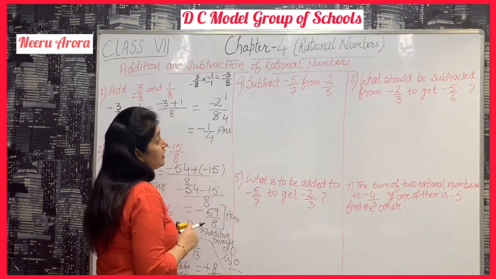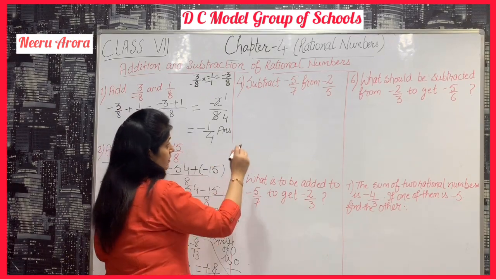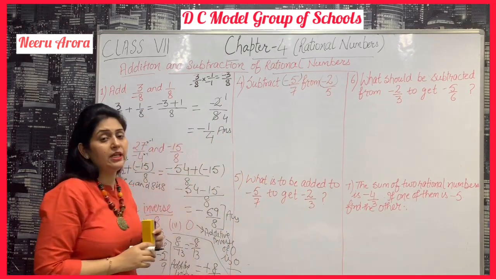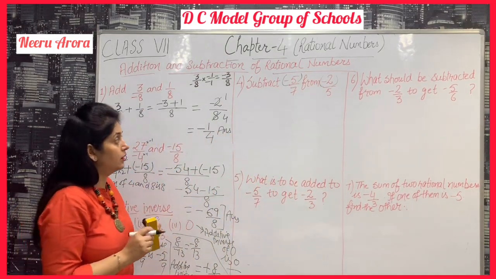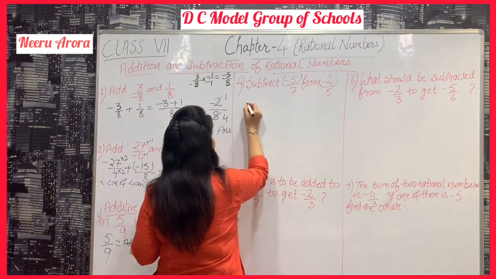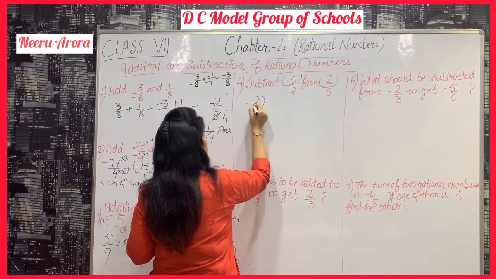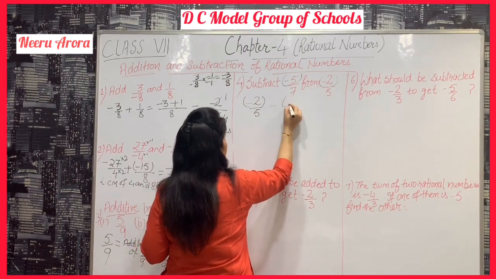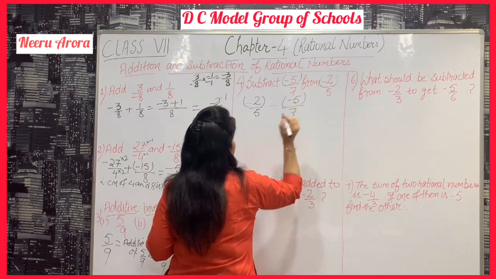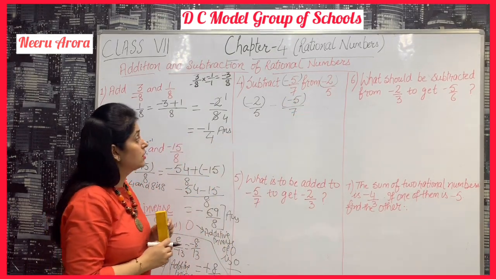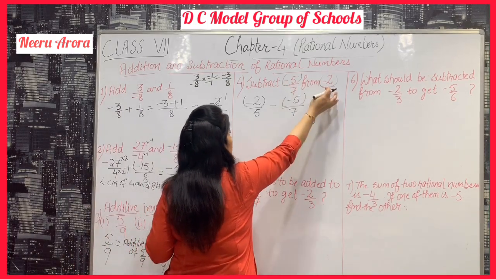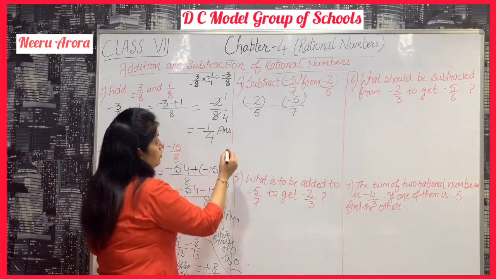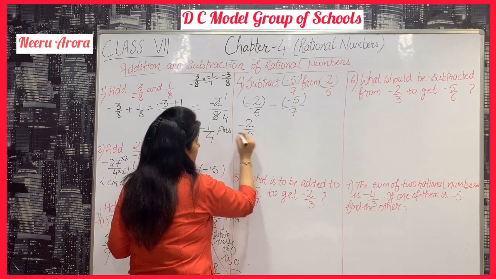Subtract minus 5 by 7 from minus 2 by 5. So here, again, I'm just keeping it in brackets. Any number with a negative sign, keep it in brackets. So subtract this from this. The from term always comes first. Subtract minus 5 by 7 from minus 2 by 5, so minus 2 by 5 comes first. Subtract means minus. These are two terms and we want to subtract the first term from the second term. So minus 2 by 5 remains as it is.